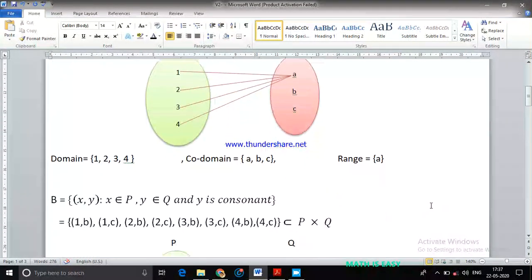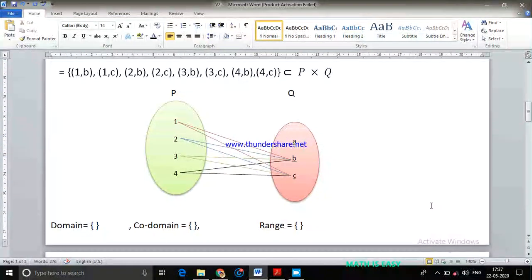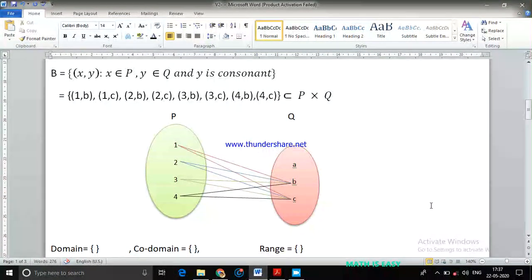Okay. Now move to the second diagram. If you don't want to do it by diagram, you see this set. Okay, all the elements are written. You take all the first elements.